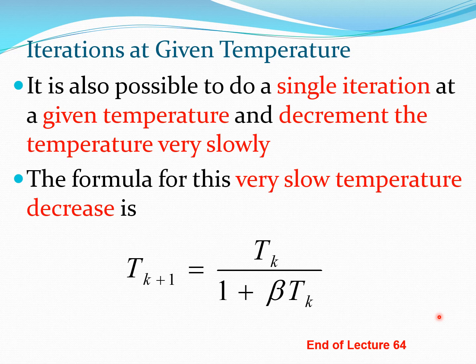One more strategy one can use is to just perform a single run at a given temperature and decrement the temperature very slowly. One of the equations suggested for a very slow temperature decrease is Tk+1 = Tk / (1 + beta Tk), where beta is a constant which you can select. It's one of the numerics for the problem.